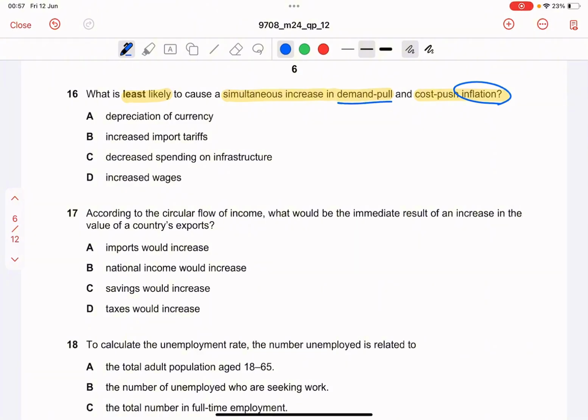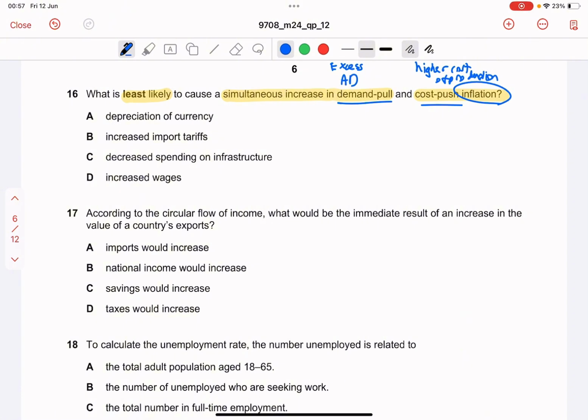Now, demand pull and cost push are the two types of inflation, and they should be pretty self-explanatory because demand pull inflation is caused by excess aggregate demand, and cost push inflation is caused by high cost of production, which will shift the supply curve to the left, causing higher prices. So that would be higher cost of production. Right, so let's check our options.